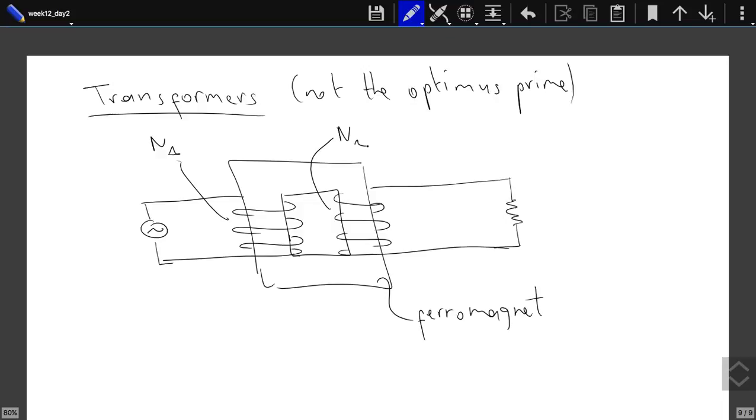Now the ferromagnet is nice in the sense that it traps the magnetic field lines. If it forms such a loop, all the magnetic field lines will prefer to go along the ferromagnet. So if you send some current in the primary coil, this is called the primary coil, and this is called the secondary coil, it will create some flux in the first coil.